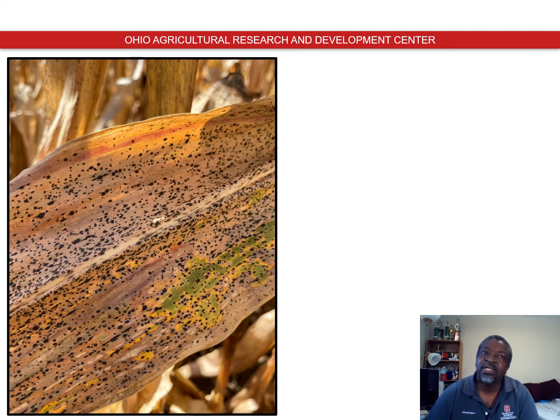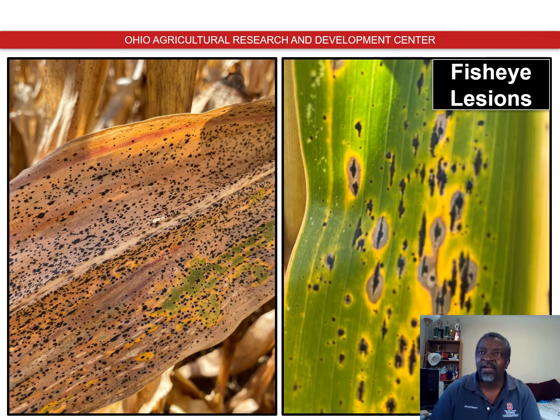In addition to the typical tar spot symptoms, we have what we call fisheye lesions. This is another type of symptom associated with tar spot. Basically, fisheye lesions are the same stroma, but in this case surrounded by a necrotic area. What this does is also speed up or increase the percentage of the leaf that's damaged by the disease, and this also adds to yield reduction and yield loss as well.